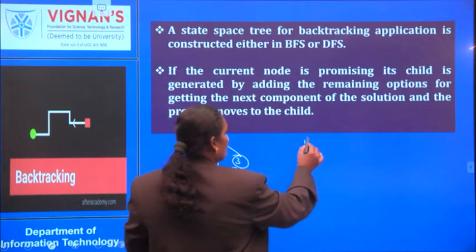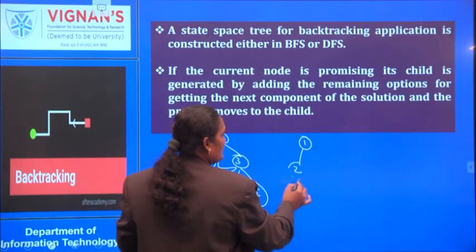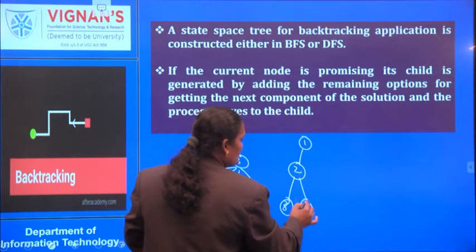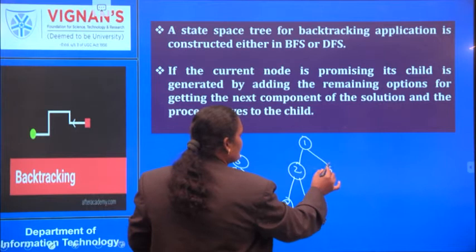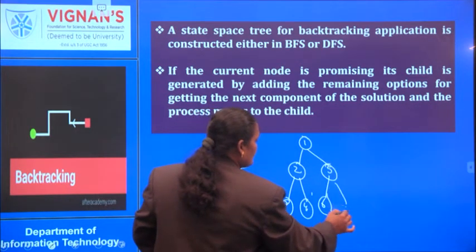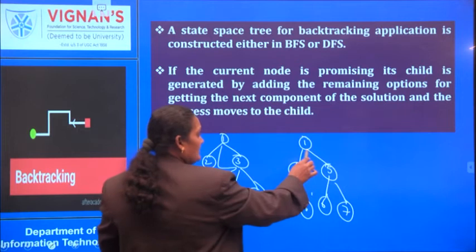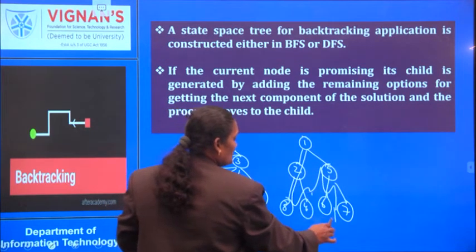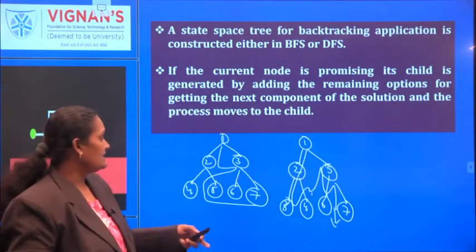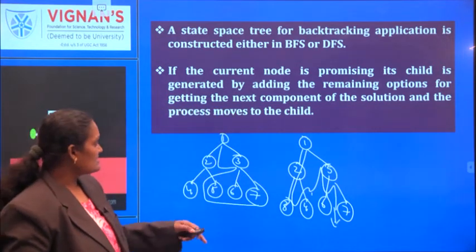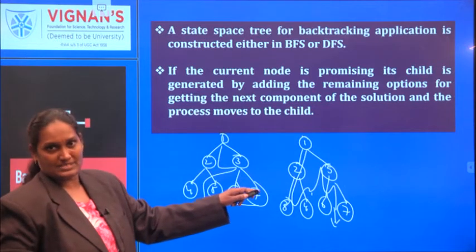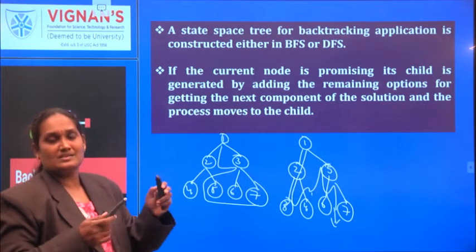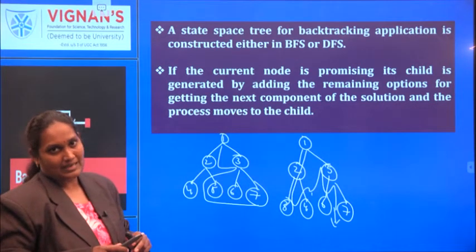Depth first search means first we construct this node, from here we construct this node, from here we construct this node, from here we construct this node, and from here we construct this node. 6, 7. If we move like this, that is, we move towards the depth of the tree, this indicates depth first search. We can construct either the BFS way or the DFS way. Both ways we can use. Based on the application, we select which way is suitable to solve that particular application.